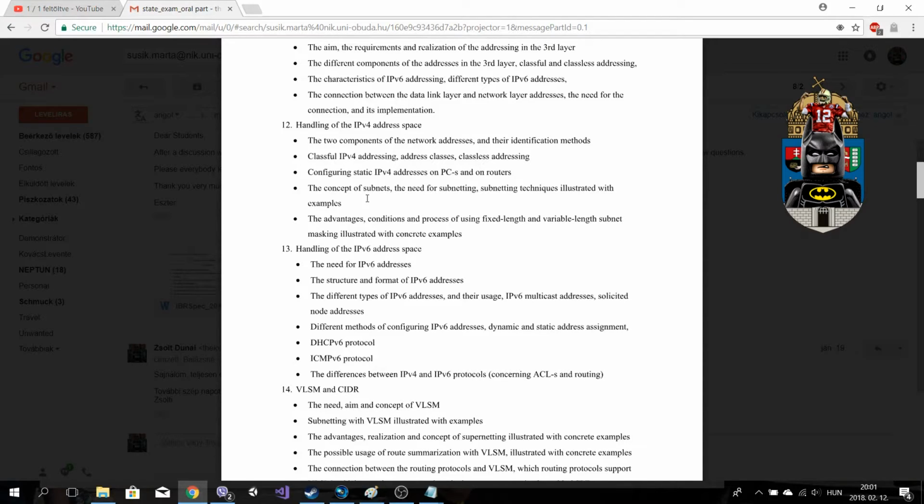Okay, the concept of subnets, I said it's in the 14th topic, so check there for a concrete example. The advantages, conditions, and process of using fixed length and variable length subnets are exactly the same. If you do the example that I've done in the 14th topic, then you will know the advantage there. And of course, fixed length just has disadvantages. Like I said, it's strict. Basically, that's all about this topic. For the examples, check the 14th topic, VLSM and classless interdomain routing, which summarizes approximately this whole topic.